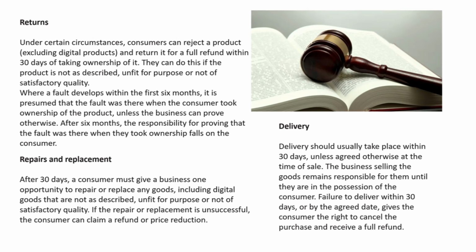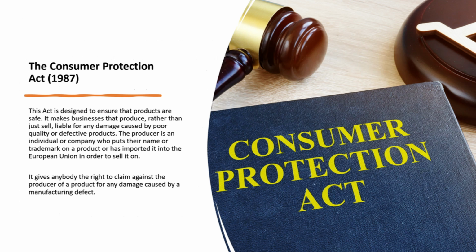So now let's move on to delivery. So, delivery should usually take place within 30 days, unless agreed otherwise at the time of sale. The business selling the goods remains responsible for them until they are in the possession of the consumer. Failure to deliver within 30 days or by the agreed date gives the consumer the right to cancel the purchase and receive a full refund.